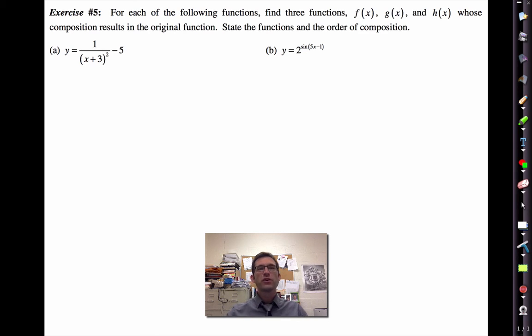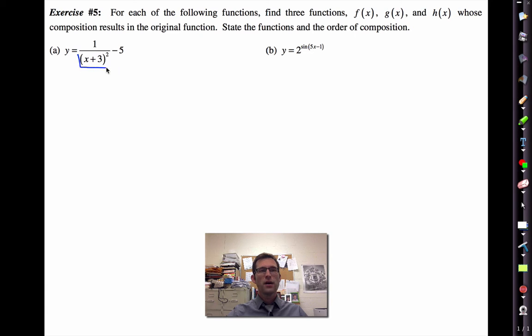So exercise 5, for each of the following functions, find 3 functions, f, g, and h, whose composition results in the original function. State the functions and the order of composition. All right. Well, again, let's do one together, and I bet then the second one you can easily do on your own. So many different ways to do letter A. So many different ways. It's actually hard for me to even think about where we should go with it. But let me show you one.